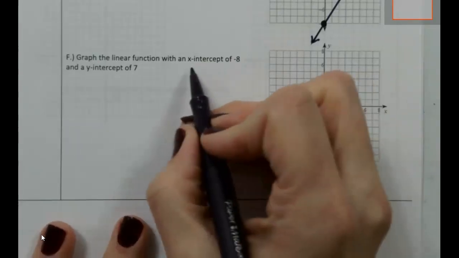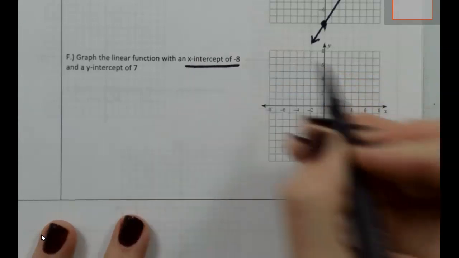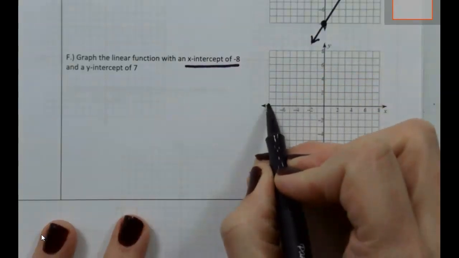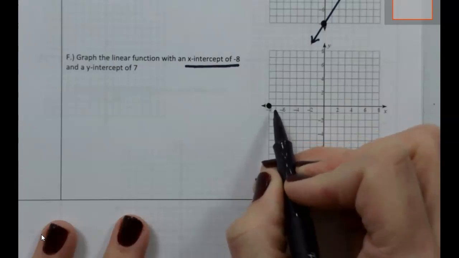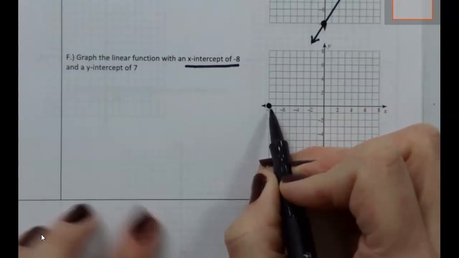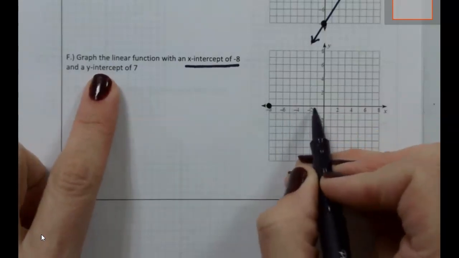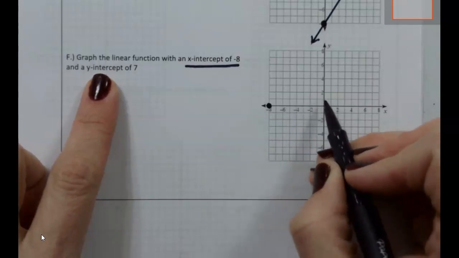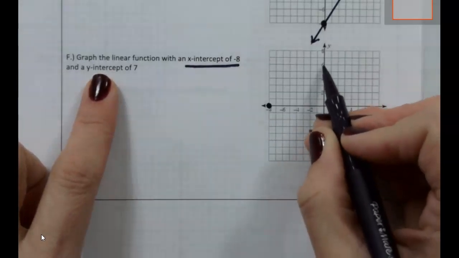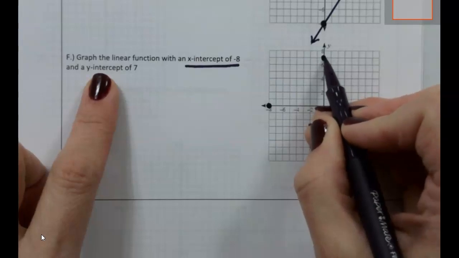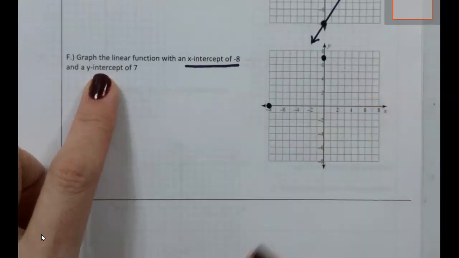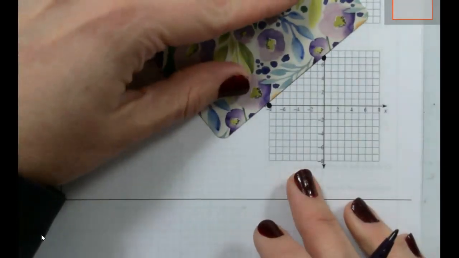My x-intercept of -8 is here on the x-axis. My y-intercept of +7 is going to be up. I can count to 7. 1, 2, 3, 4, 5, 6, 7 right here. Connect the two.